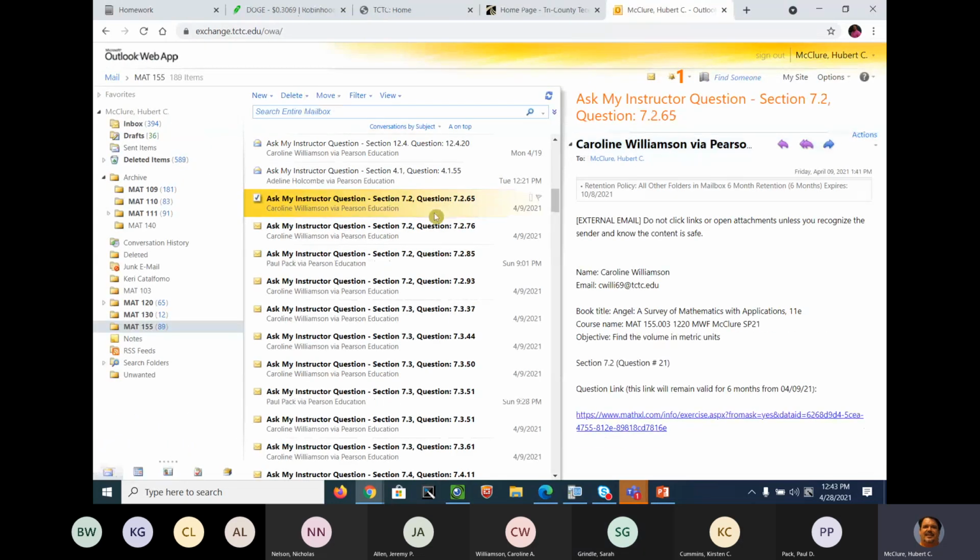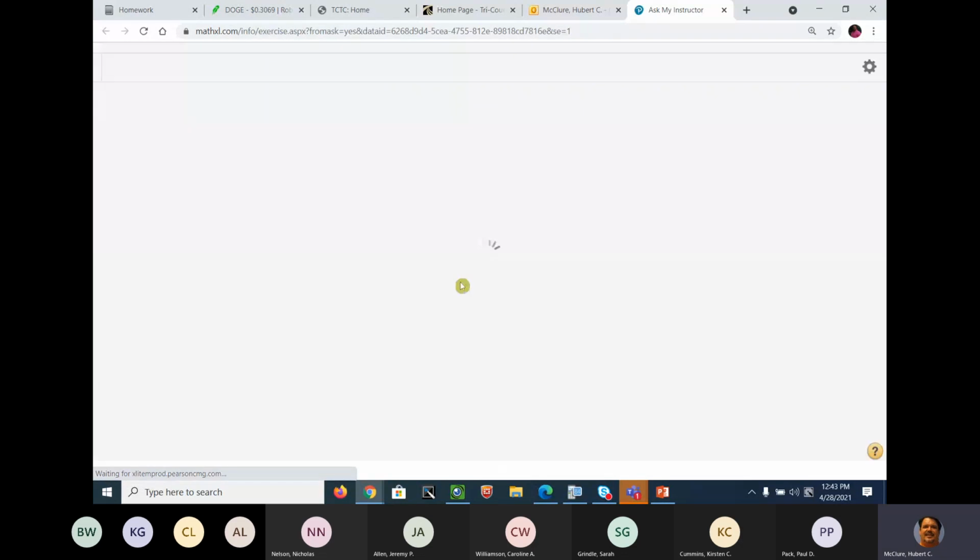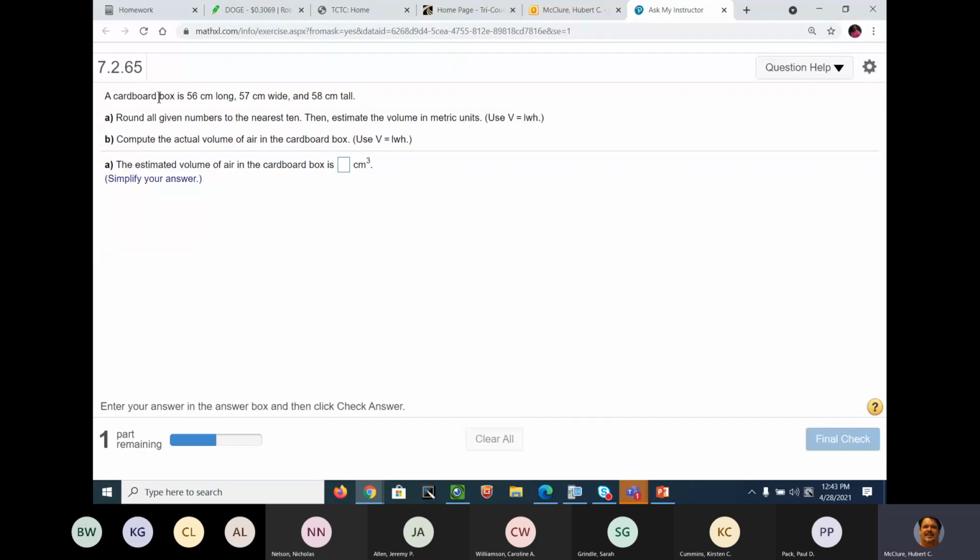And this one is 7.265/21. I feel like I'm doing y'all's homework. A cardboard box is 56 centimeters long, and 57 centimeters wide, and 58 centimeters tall.